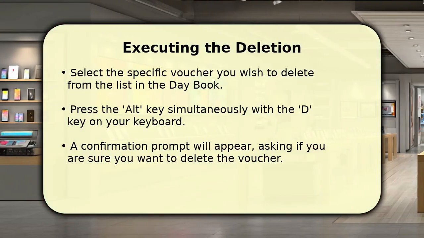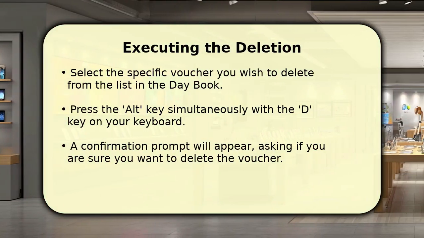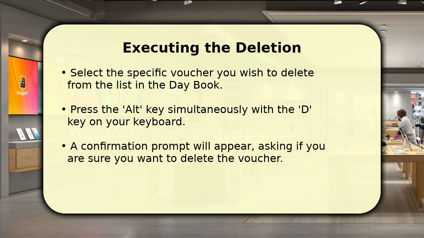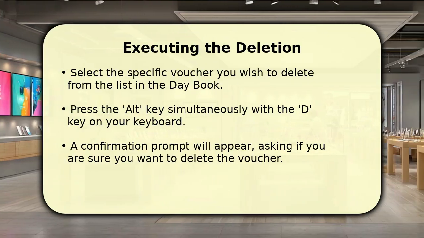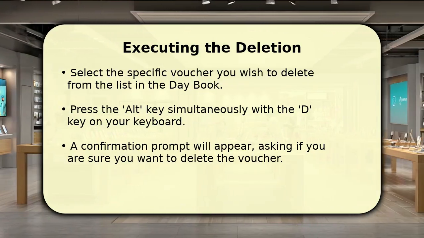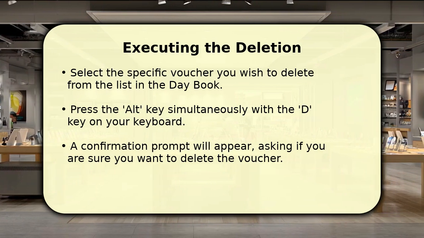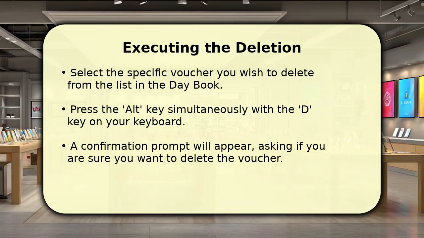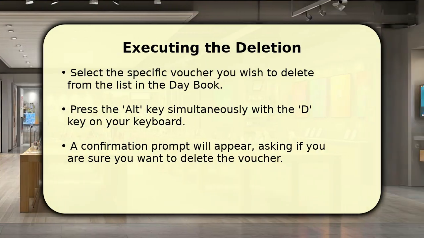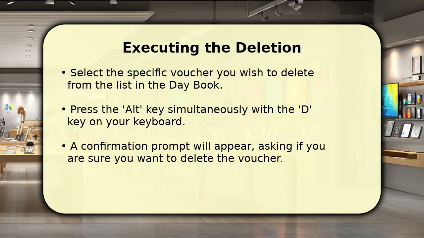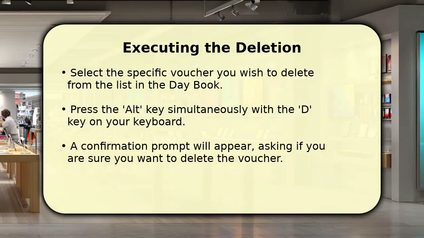With the correct voucher highlighted, press the Alt key and the D key together. Tally Prime will then display a small confirmation box on your screen. This prompt is an important safeguard, asking delete, yes or no. You must confirm this action carefully. Press Y for yes, or simply press the Enter key to proceed with the permanent deletion. This action cannot be reversed once confirmed.